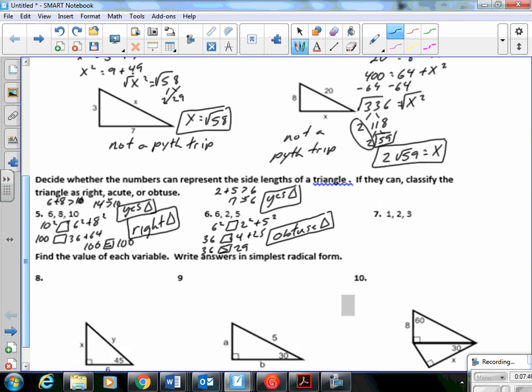And number 7, you got 1, 2, and 3. So 1 plus 2 has to be greater than 3. Which when we look, we get 3 greater than 3, which is not true. Since 3 is not greater than 3, it's not a triangle.